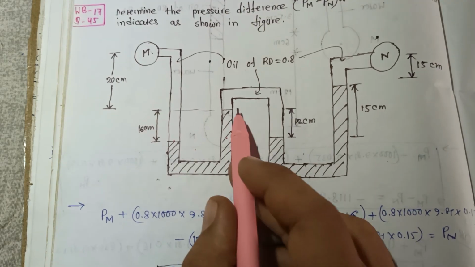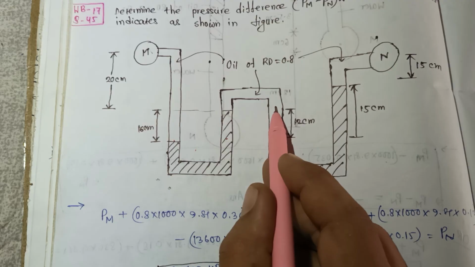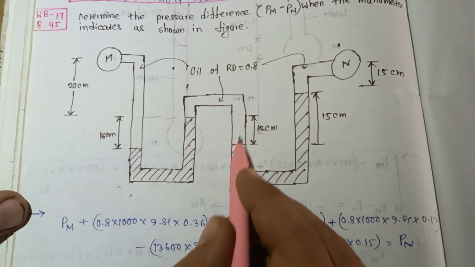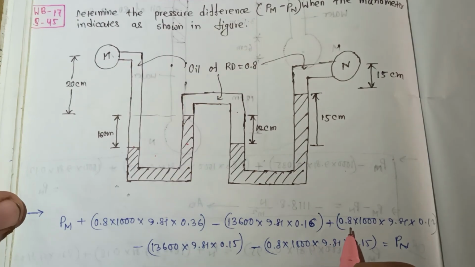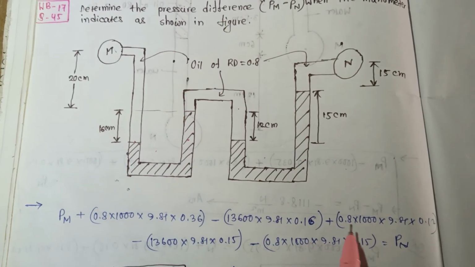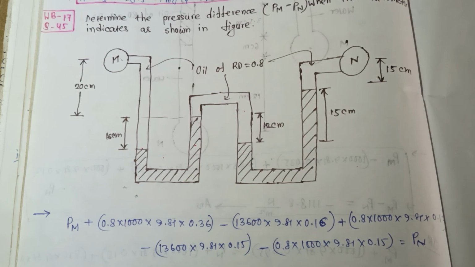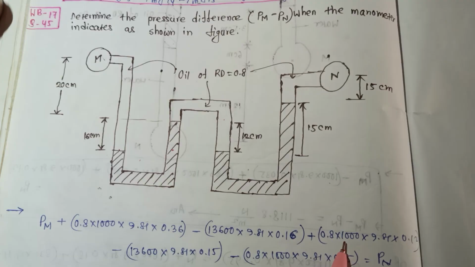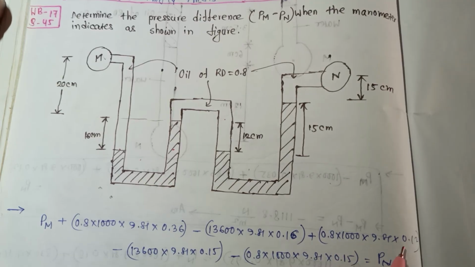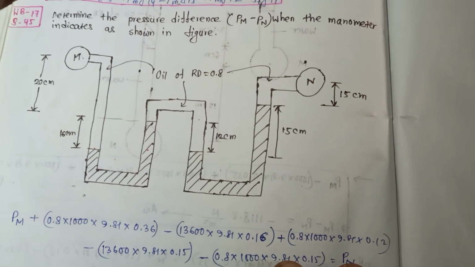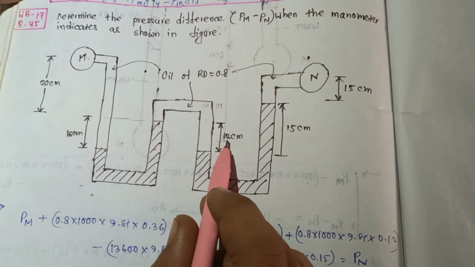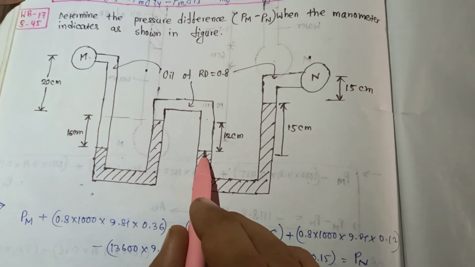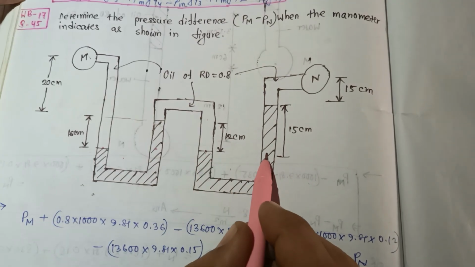Then this point pressure and this point pressure will be the same, so plus, going downward, that's why plus, 0.8, because the relative density of the oil is given as 0.8. So 0.8 into 1000 into 9.81 into 0.12. 12 centimeters is converted to meters, so 0.12. Then this point pressure is the same as this point pressure.